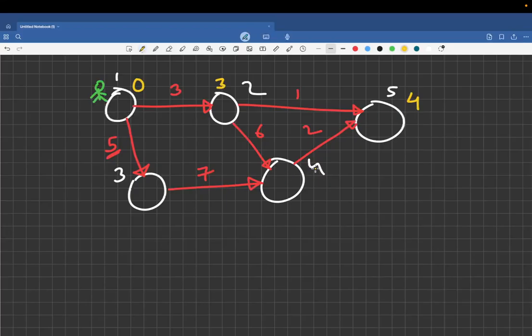Similarly, you can calculate for reaching city 4 as well. There are again two paths. You go from 0 to 2, then 2 to 4, or 1 to 3 and then 3 to 4. Now just tell me what is the shortest length.